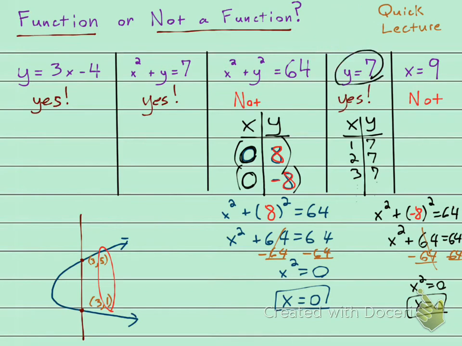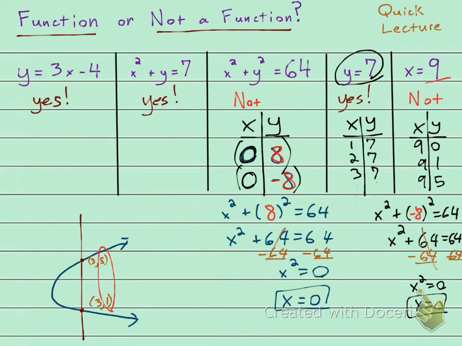Now, this one is not a function. Can I find different values of y for the same x? I can. X is always 9, right? So 9 and 0, 9 and 1, well, there's 2 right there. 9 and 5, right? And so on. So now I have the same value of x with different values of y.